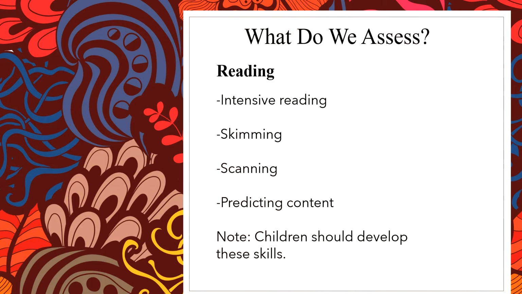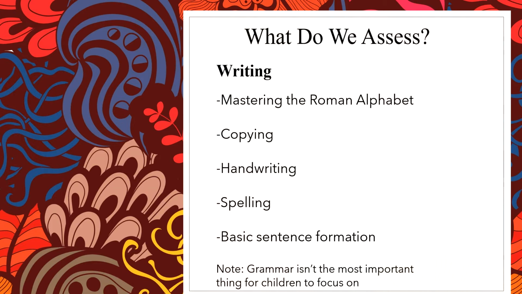When it comes to reading, children should develop intensive reading, skimming, scanning, and predicting content. When it comes to writing, for children the main purpose is to master the Roman alphabet first, and then copying, handwriting, basic spelling, and basic sentence formation are also crucial. And please note that grammar isn't the most important thing for children to focus on, because this will bore them.